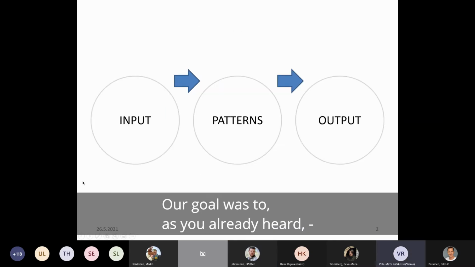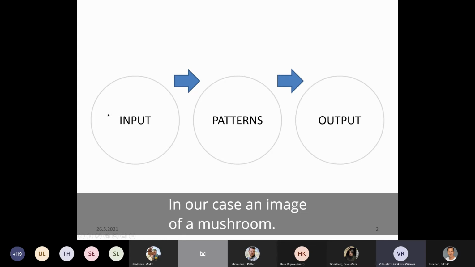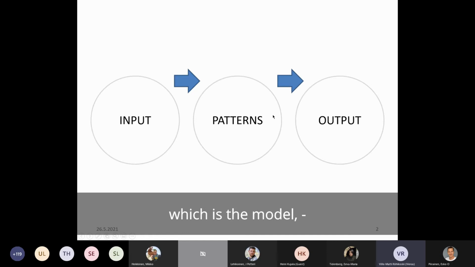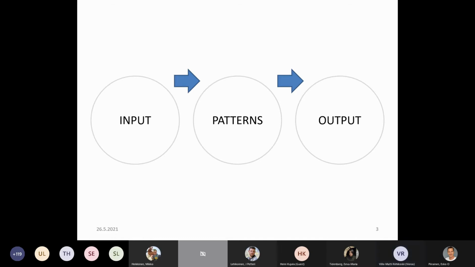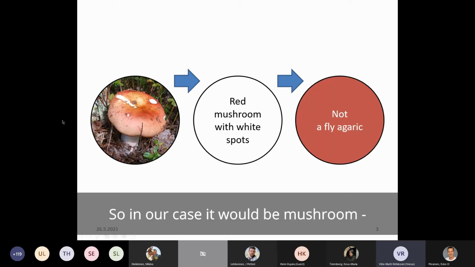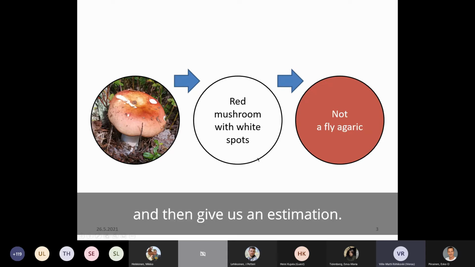So our goal was, like you heard already before, we want to have some kind of input. In our case, we want to have an image of a mushroom, and then some kind of pattern recognition in there, which is the model, and then get the classification of that specific image. So in our case, it would be a mushroom, and then it would be picking up some features from it, and then give us an estimation that it's, in this case, this species.